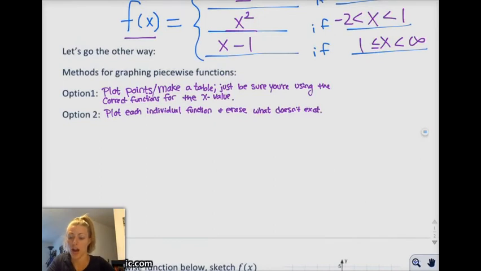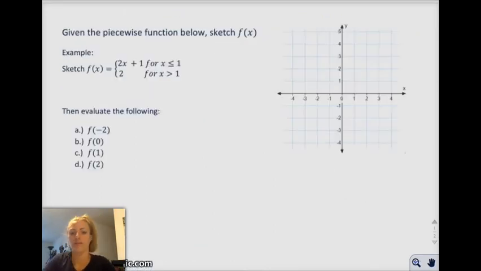Okay, so we're gonna try an example now. I give you a piecewise function, f of x equals 2x plus 1 for x is less than or equal to 1, and f of x equals 2 for x is greater than 1. It says sketch it, and I'm going to try option 2 first. I'm going to just graph the function y equals 2x plus 1. Okay, I'm going to graph that first.